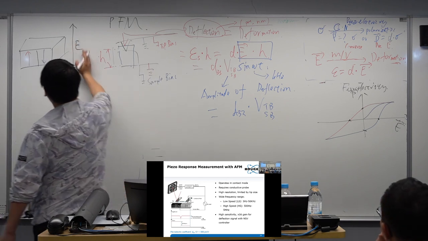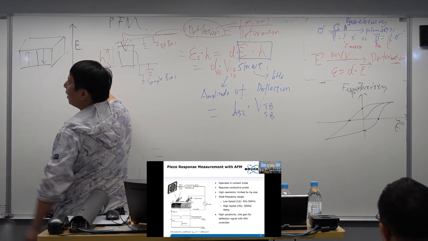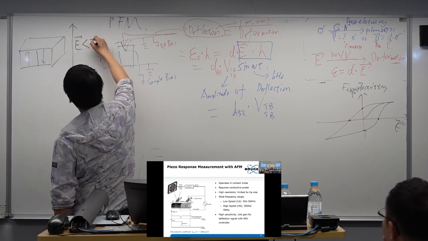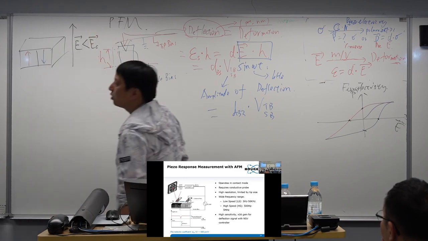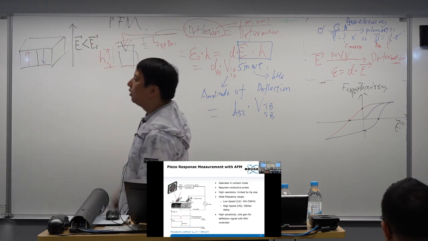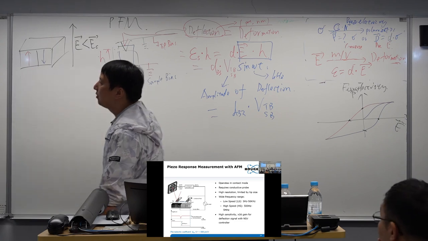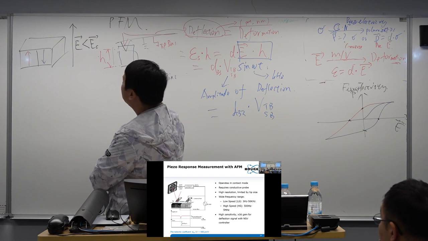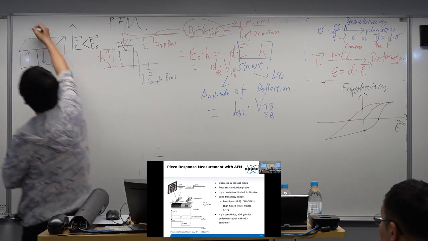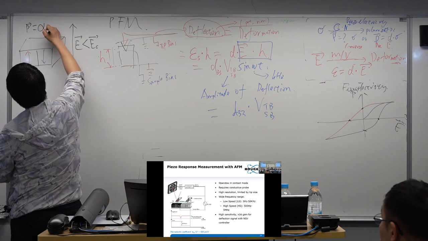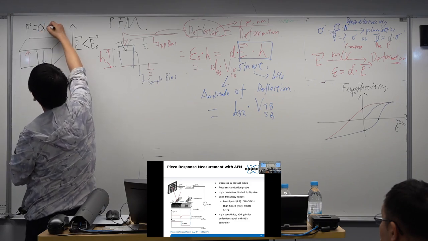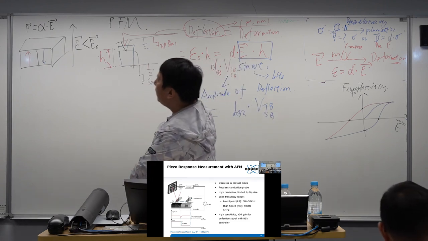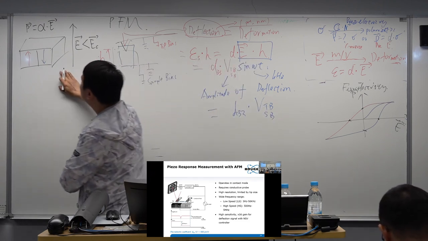I just assume this electric field is smaller than the coercivity, so I would not change the direction of my domains. It just changes the polarizations. So it will follow what? The polarization equals the polarization coefficient times the external E. The only question is how it changes.